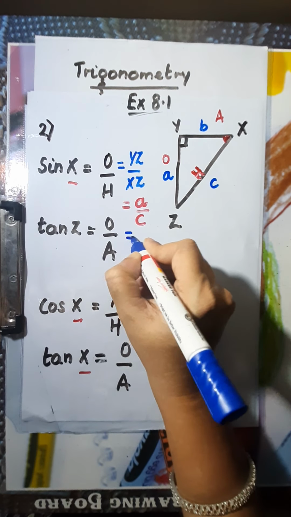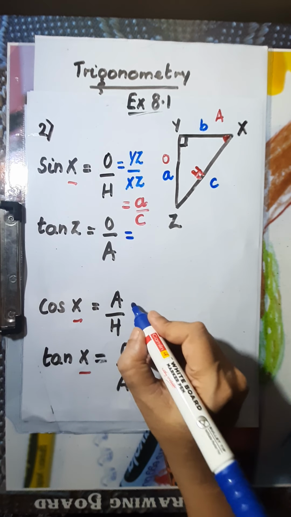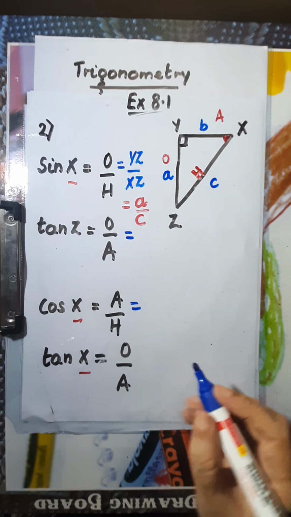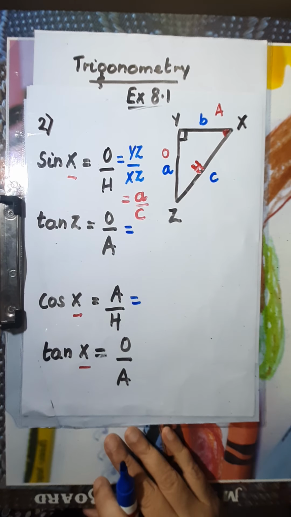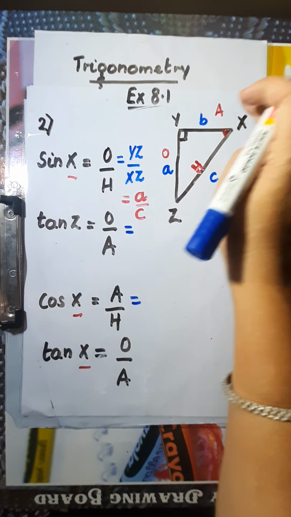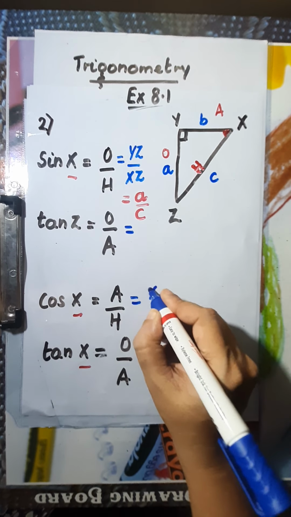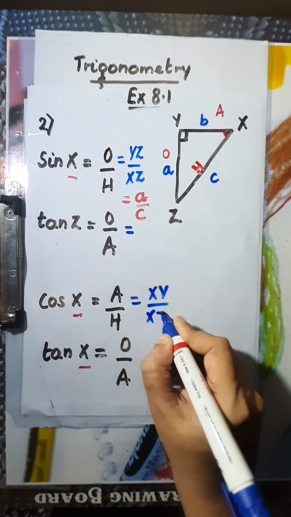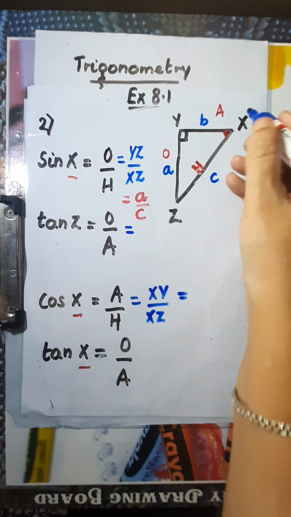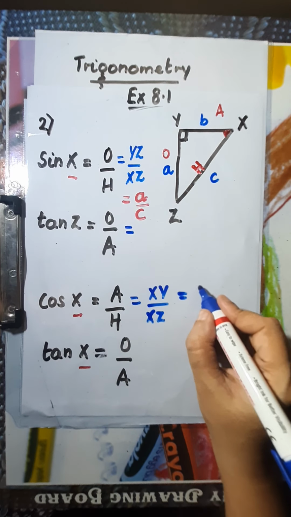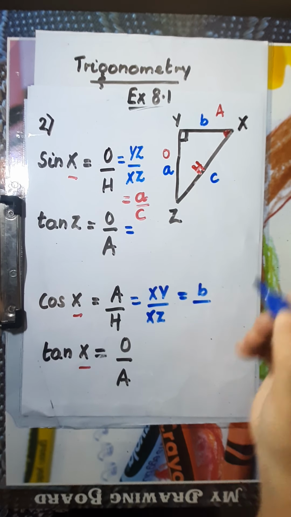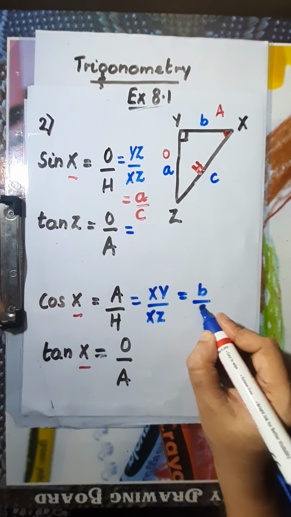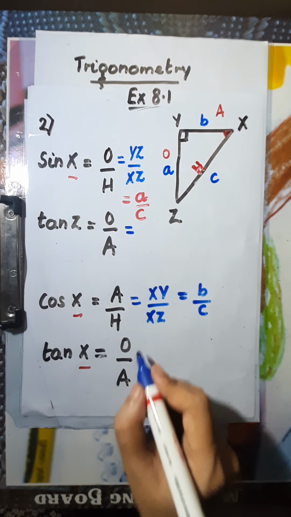Now what about Z? I won't touch Z. First I will finish with my X. Now what is my cos X? Cos X is adjacent upon hypotenuse. Adjacent is my XY, and my hypotenuse is XZ. What is the measure of XY that they have given you? They have said it is B, and this is my C. So this is B upon C.